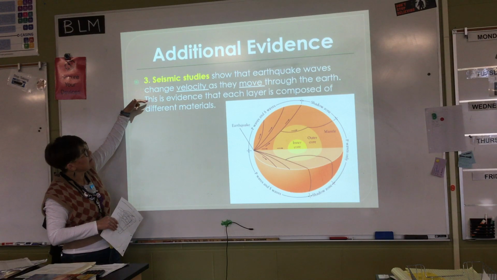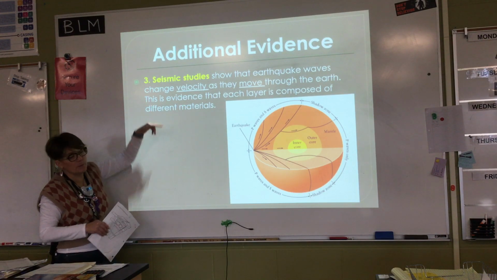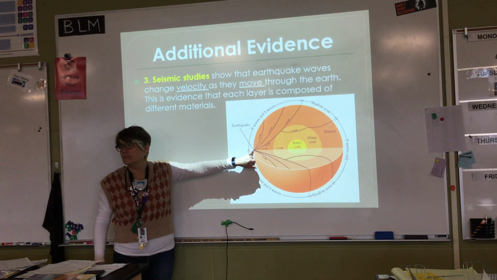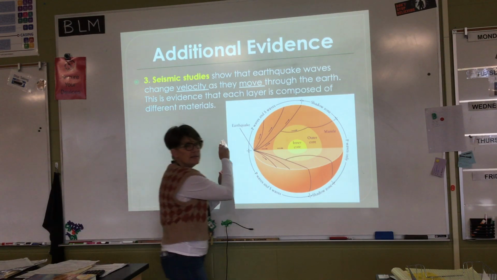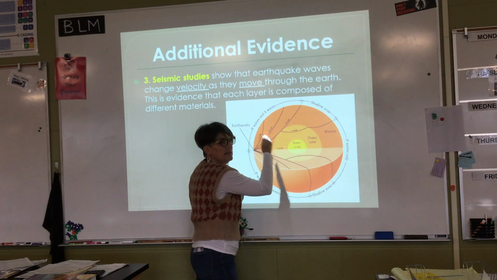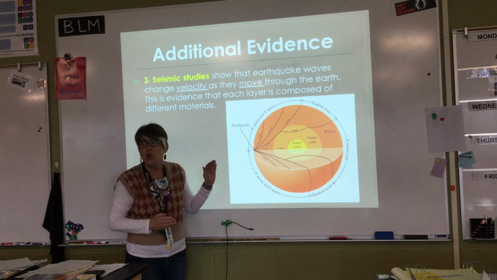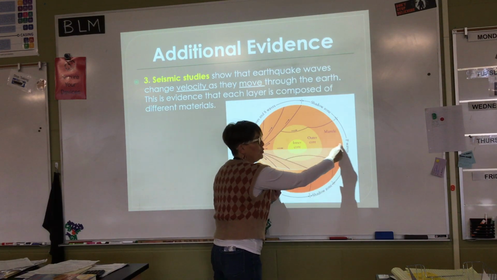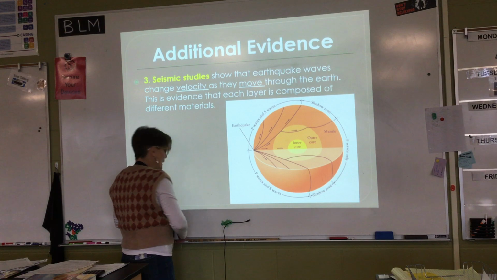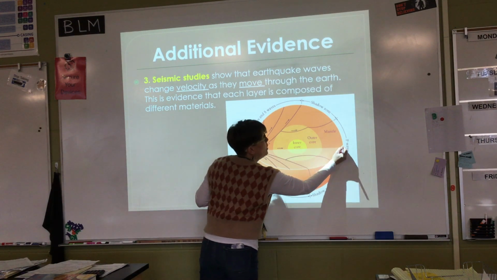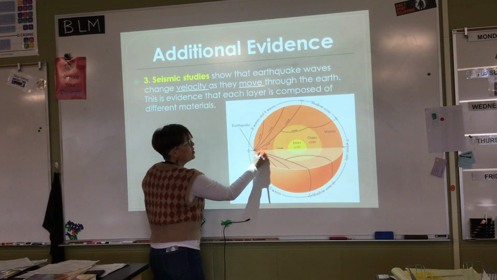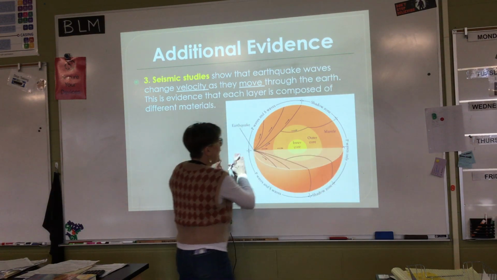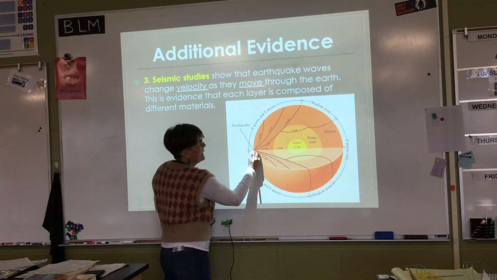So this is evidence that each layer is composed of different materials, and I'll tell you why. Imagine there's an earthquake in San Francisco, California. If the earth was all the same material and it wasn't in different layers with different materials, we would expect one earthquake over here to go all the way through and be found on the other side of the planet. But that is not what we see. If it starts here, it doesn't just go through and come out the other side. What happens is the earthquake gets moved.